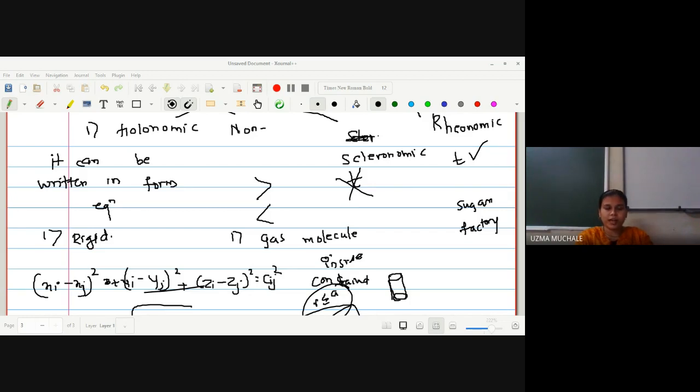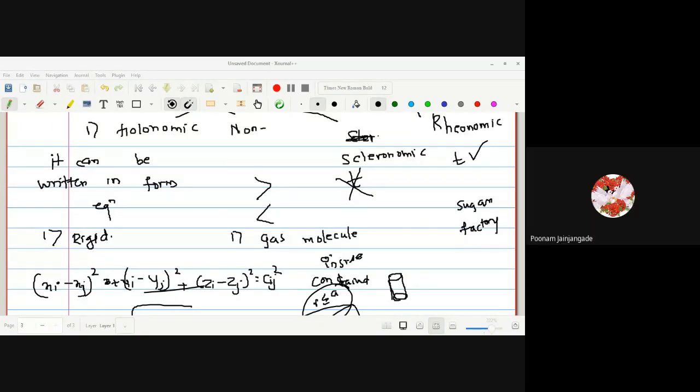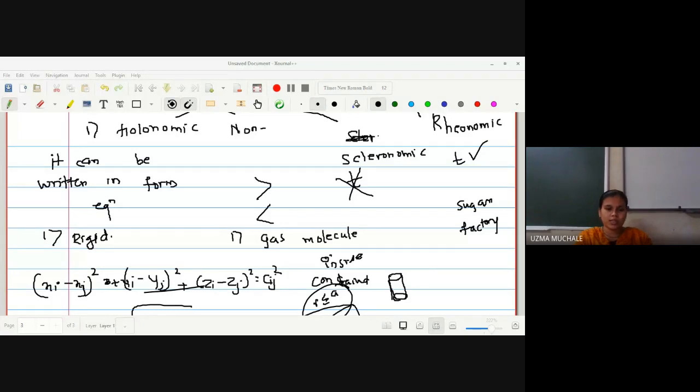Okay, just tell me if you have any doubt on this topic, constraints and the types of constraints. If not, we will end the lecture. In the next lecture, we will see degrees of freedom. If you understand the constraints, then only we can go for degrees of freedom. Okay? Those who have a doubt, you can ask. Otherwise, you can leave the meeting. Thank you.